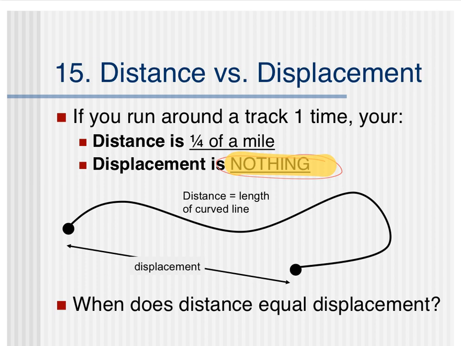Another example here, looking at this curved path, okay, the distance would be the length of this line here. If we were to stretch it out into a straight line, the length of that would be the distance. The displacement, on the other hand, is going to be this direct line from where we started to where we finished. All right, displacement is how far we are from where we started. Distance, on the other hand, is how far we actually traveled.